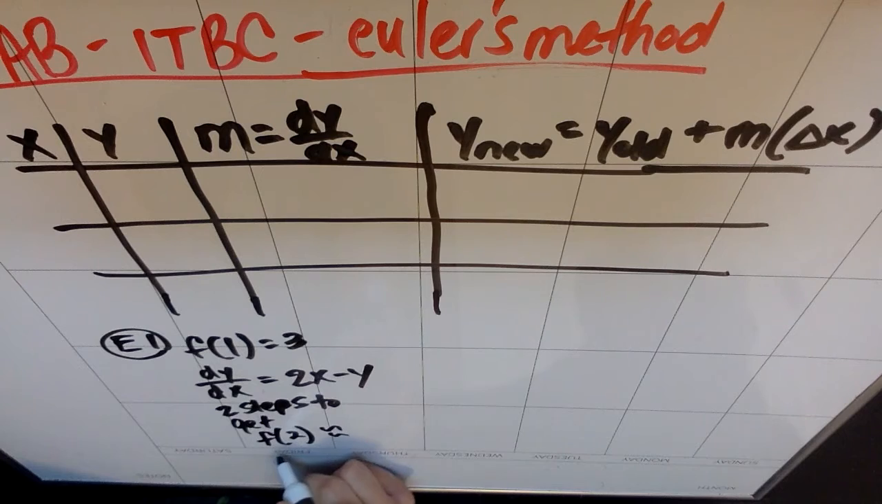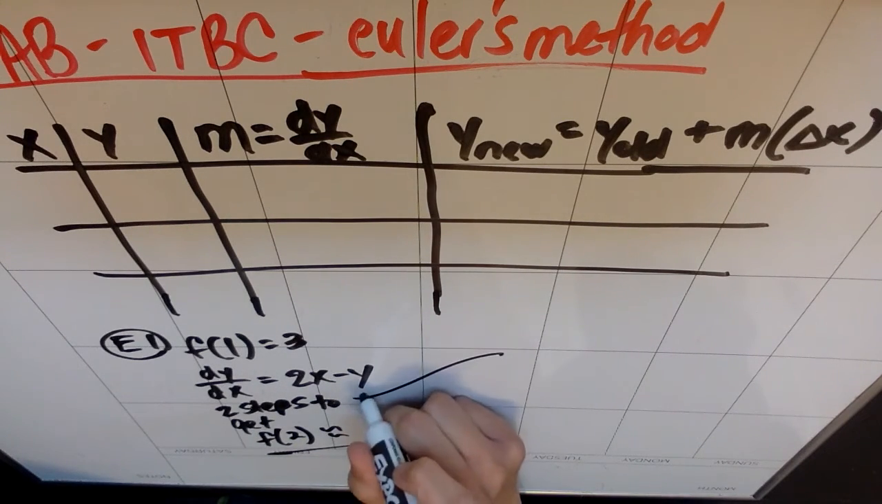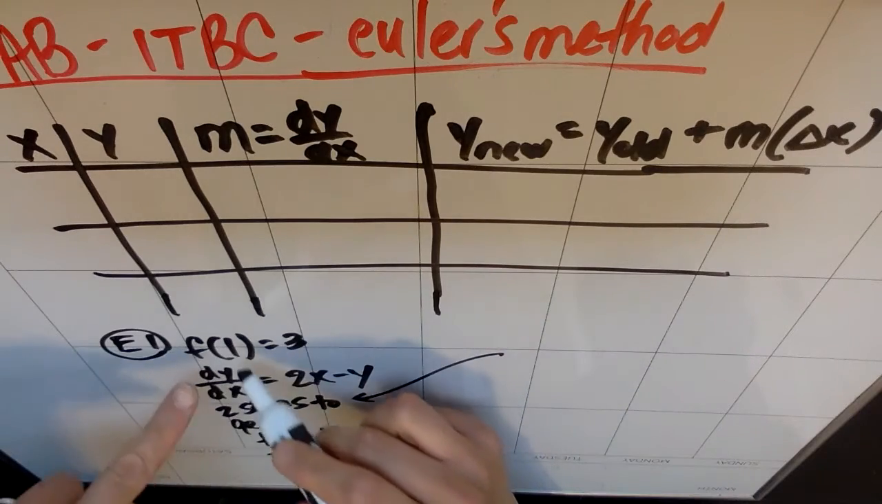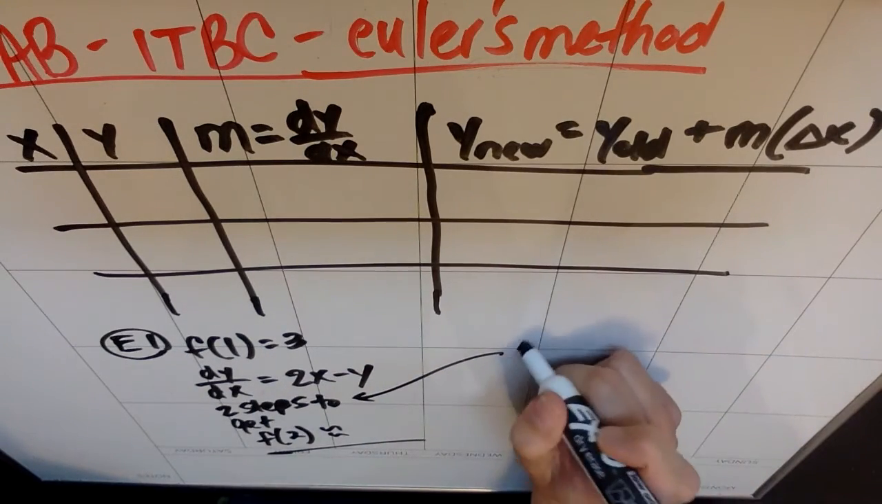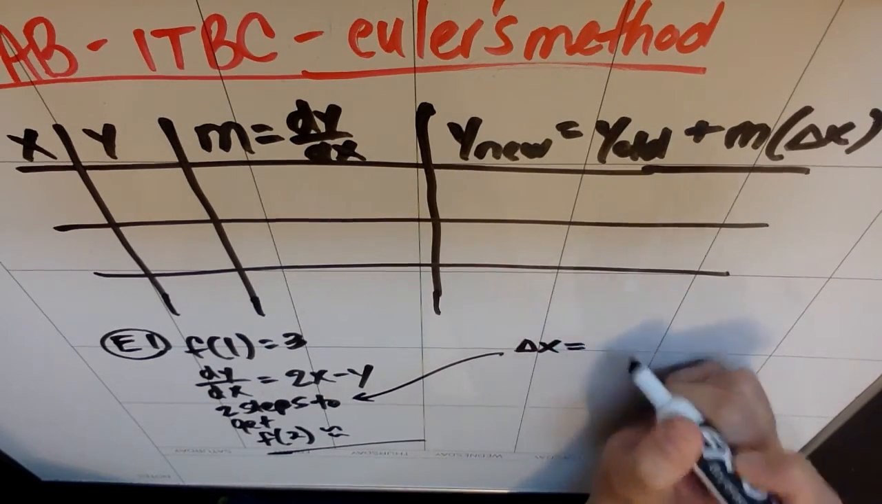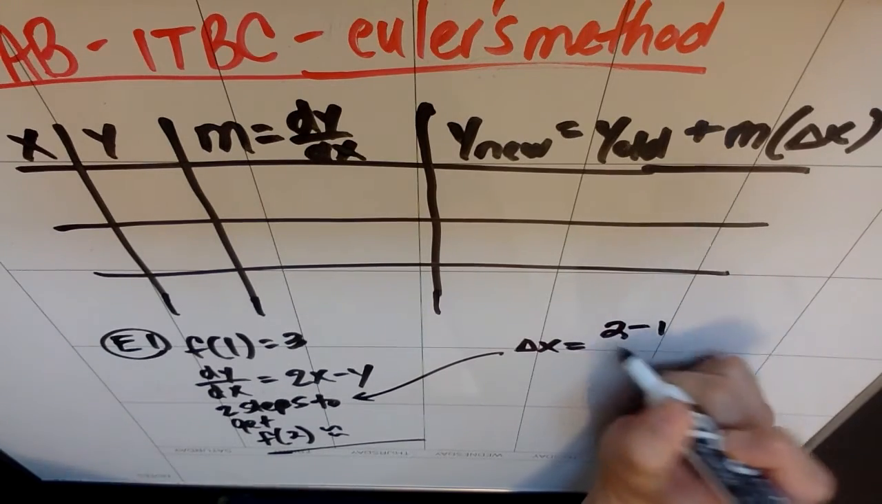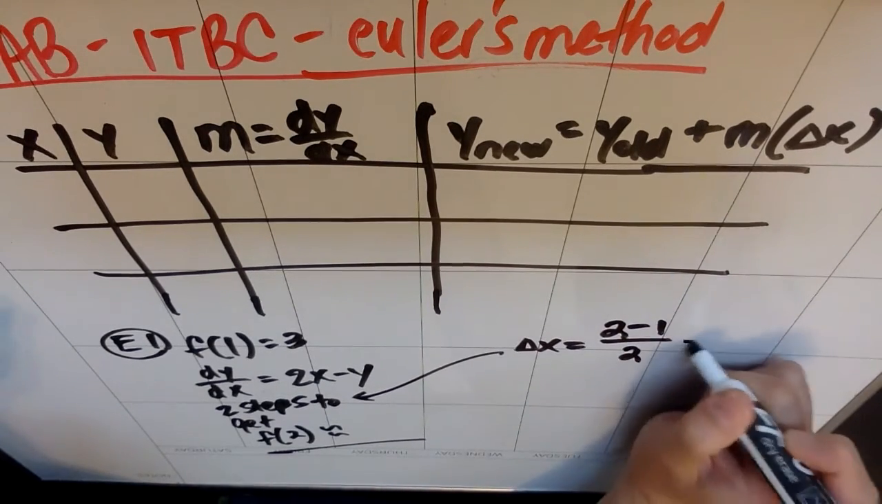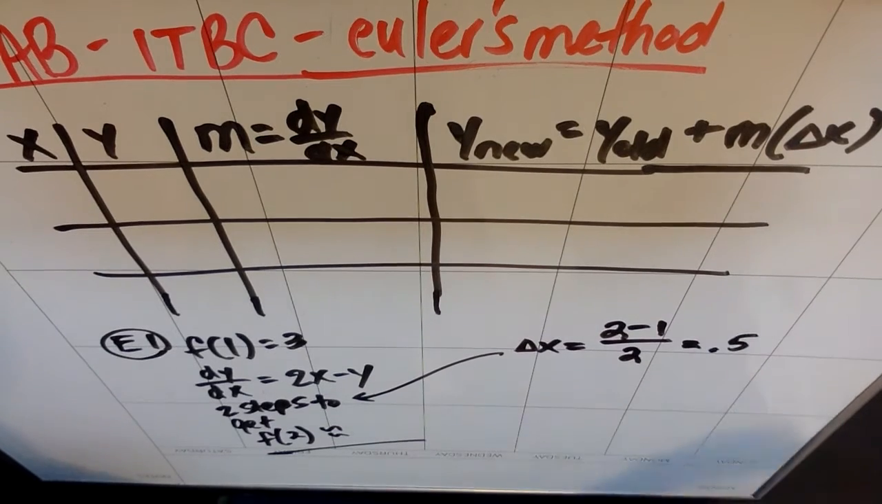Okay, so here they didn't tell you the step size, but they did tell you to use 2 equal steps. So you do have to do a little bit of math here. You're going from 1 to 2 in 2 equal steps. So your delta x is going to be the ending value, 2, minus the starting value, 1, divided by the number of steps, meaning you're going to be using steps of 0.5.